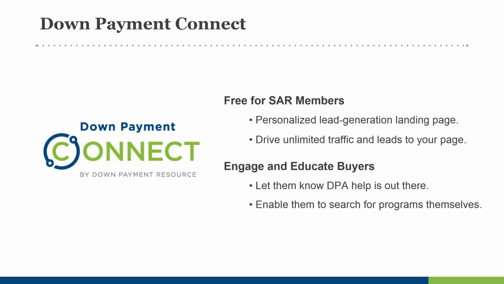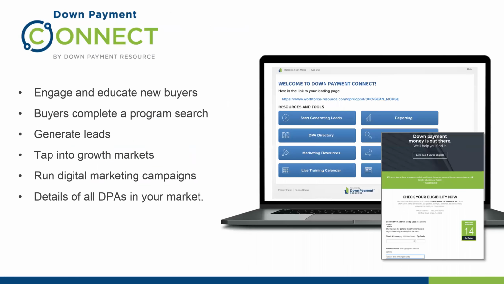So you're essentially letting them search for down payment assistance themselves, but you're not giving away a lot of information. Rather, they have to go through a contact form, reach out to you, and start that conversation. So we'll show you how that works. But basically, the buyer completes a program search. They go to a contact form that generates a lead to you and only you, which enables you to tap into aspiring home buyers, growth markets, get creative with your digital marketing on web, on social media, and email.